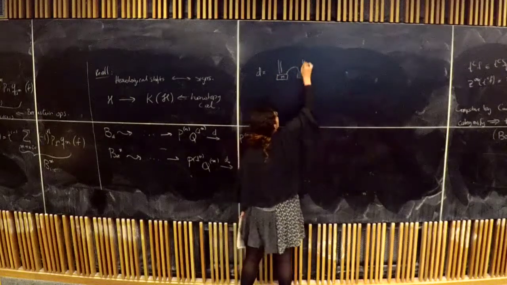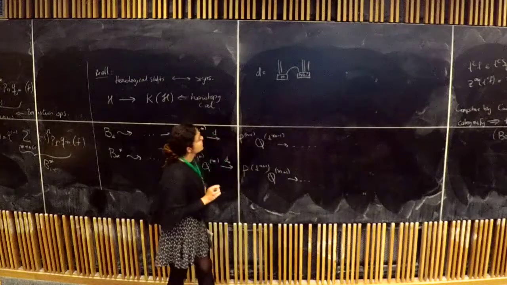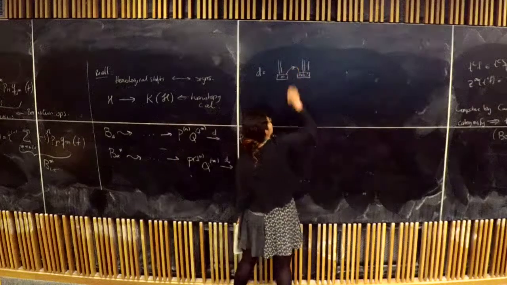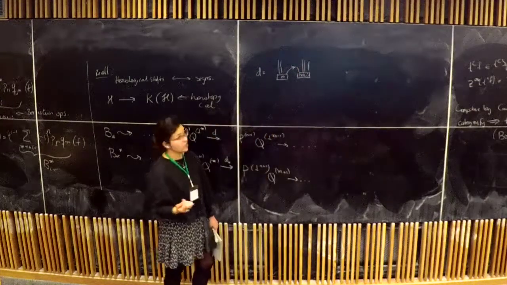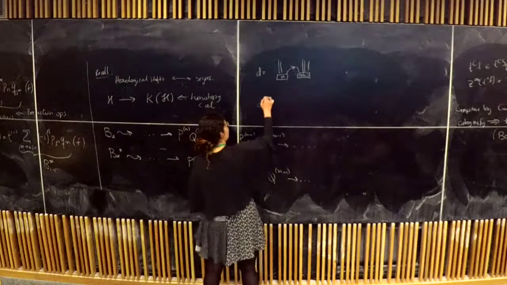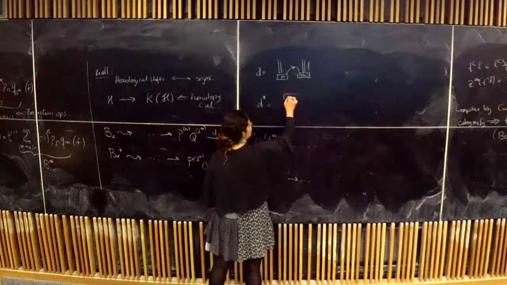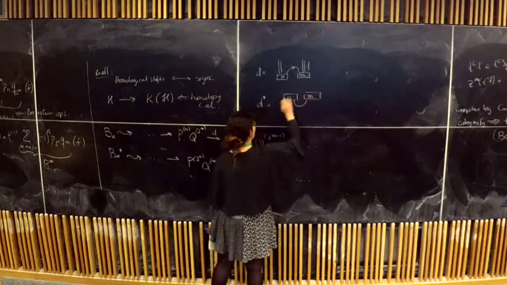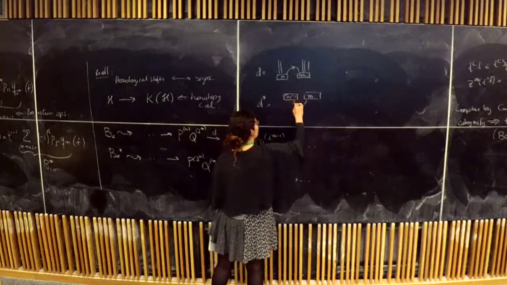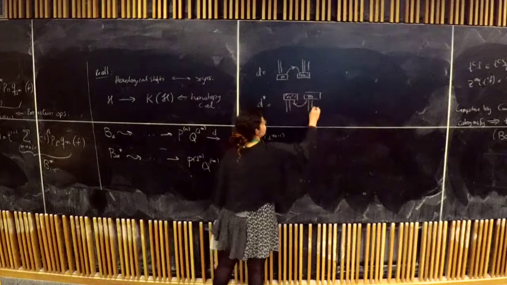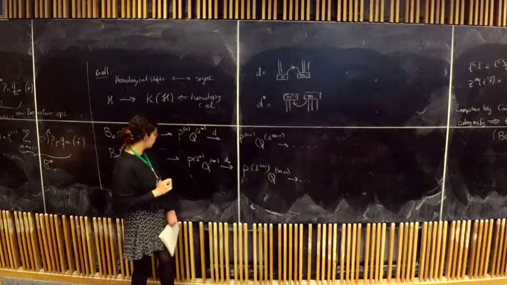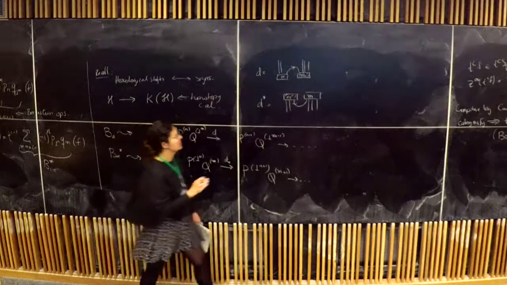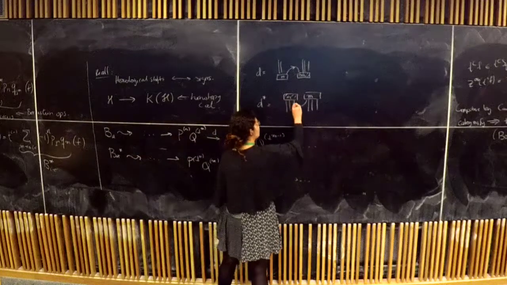Let's do something like that. My differential is precisely taking one of my strands and just bending it downward, an adjunction, right? My D star is going to be the exact same thing, but instead I'm going to be doing this. So the opposite direction. And I bet you I got the arrows backwards. Yes. Of course I did.